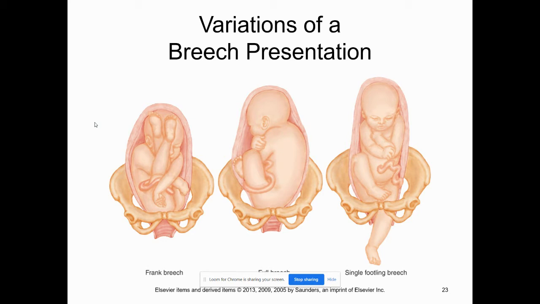The full breech, as you can see, is also butt first, but the baby's folded up a little more. Again, a very large diameter to fit.